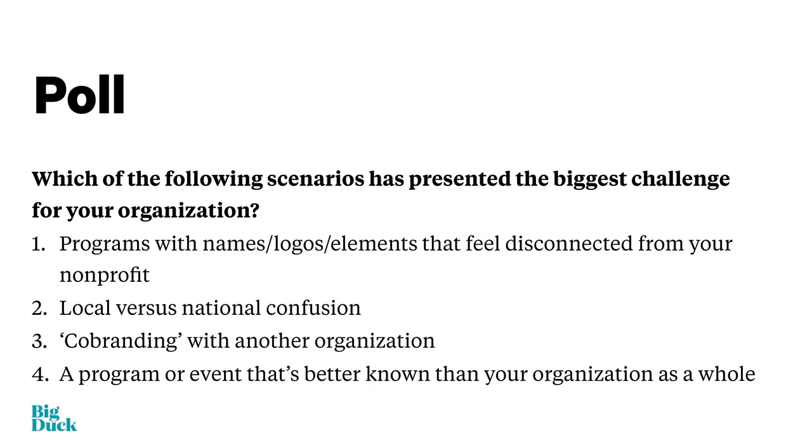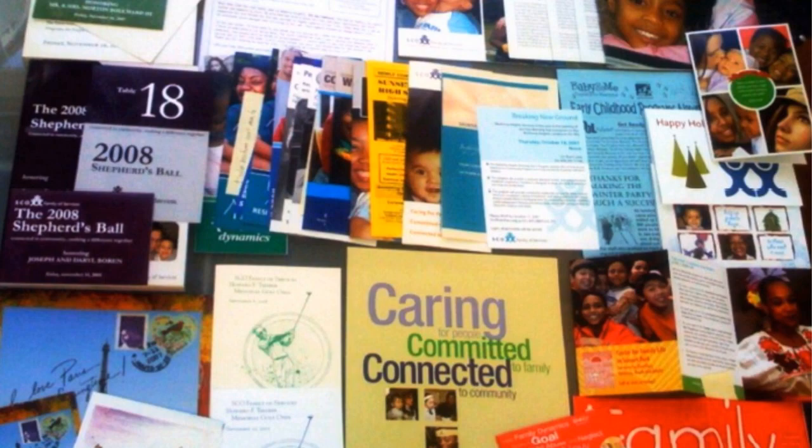So people are chatting in a lot of stuff. A lot of you are chatting in number 1, some 4s. Doesn't look like there's tons of co-branding, some local, national confusion. It seems like a lot of you are struggling with programs or events that are branded separately and maybe better known than your organization. Okay, great. That's helpful. I'm going to use this data to try to make sure my conversation today with you stays focused on that. And let's put this in context.